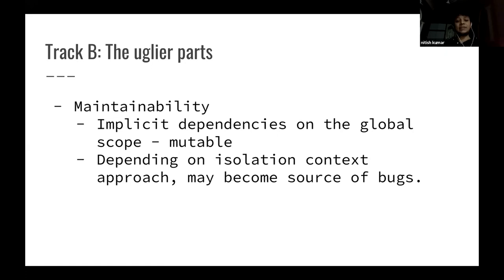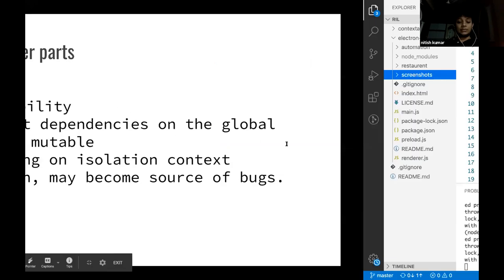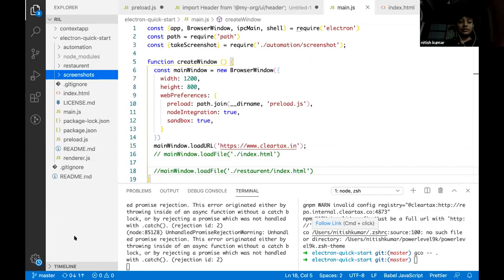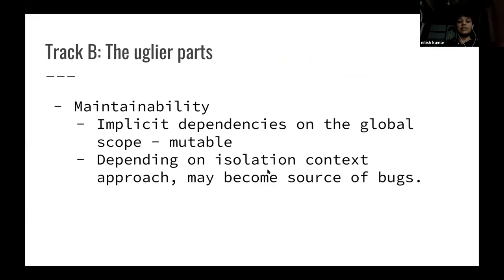On maintainability aspects, there are implicit dependencies on global scope. What you saw is that we have exposed something globally here. If I show this, I'm saying a variable object, and this object is mutable. So you have implicit dependencies on global scope, and those are mutable. Anybody can go and mutate that and break your contract. But again, since you're owning the website and loading your own content, it is not a security breach, but more a question of how you would maintain that.